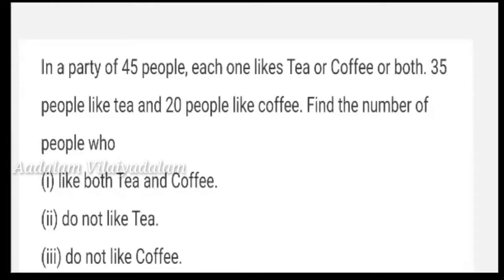35 people like tea and 20 people like coffee. Find the number of people who like both tea and coffee. And the second subdivision: do not like tea. The third subdivision: do not like coffee.